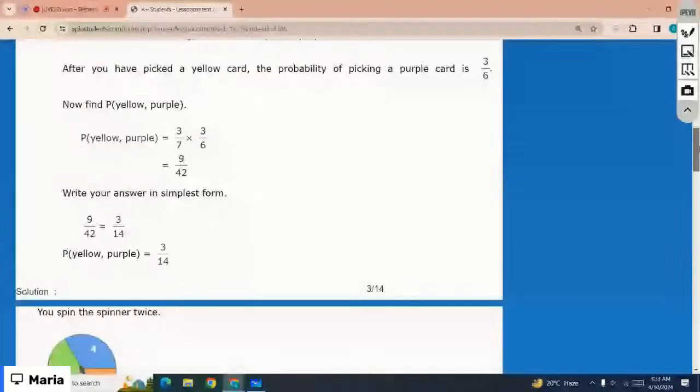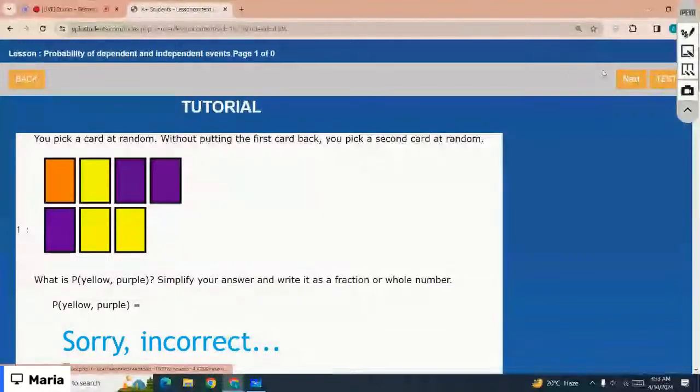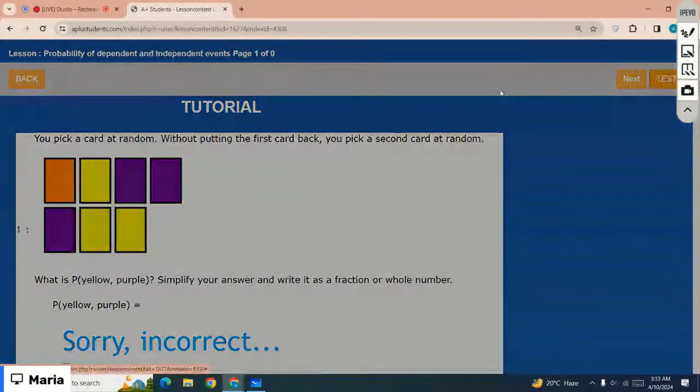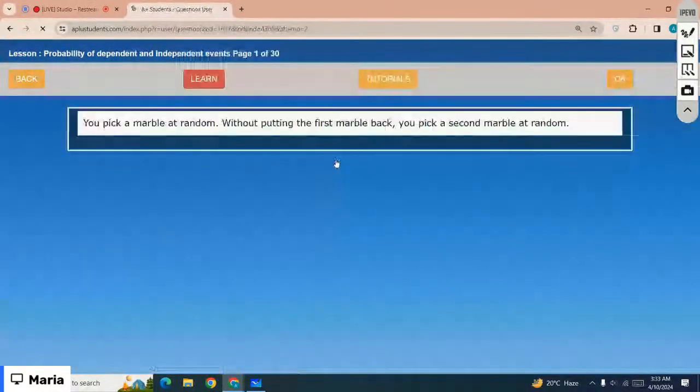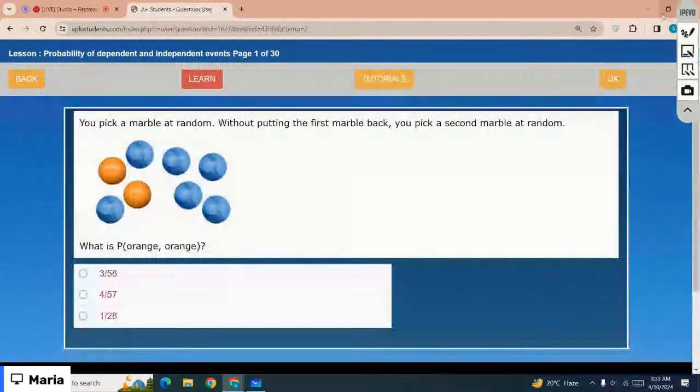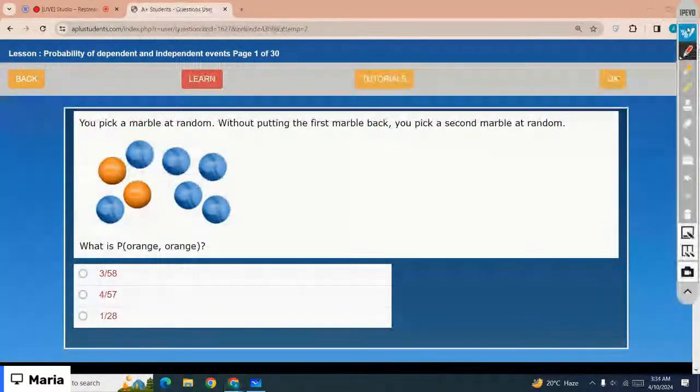Test questions. You pick a marble at random. Without putting the first marble back, you pick a second marble at random. First, you have to calculate the probability of orange and orange.